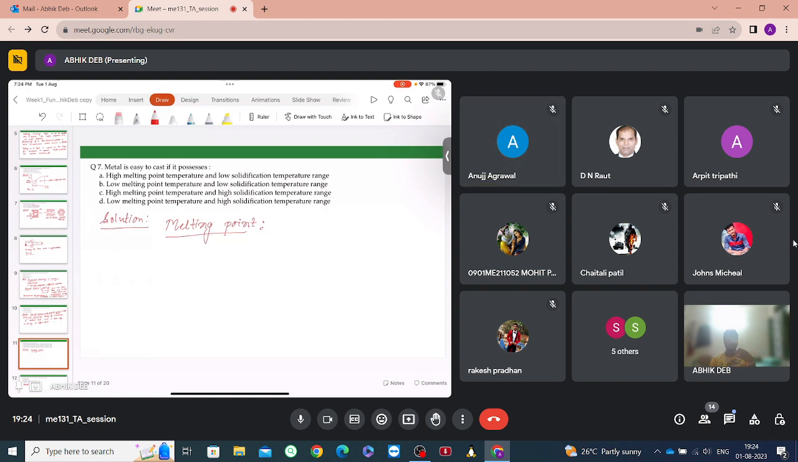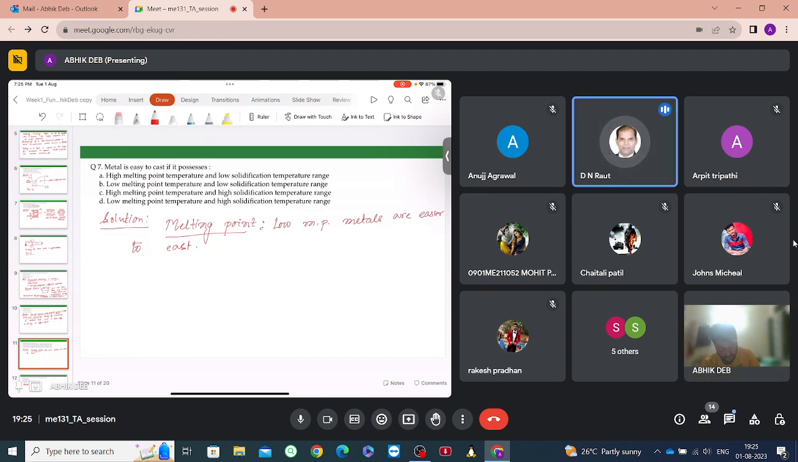What is the reason? Okay, I'm writing that low melting point metals are easier to cast. But why? It requires less heat consumption.